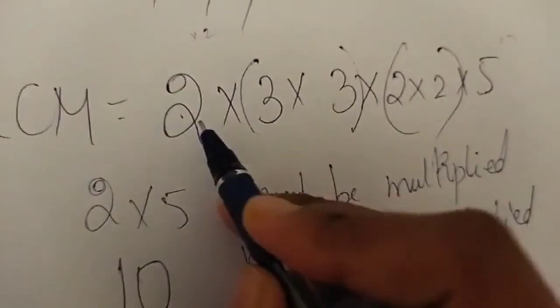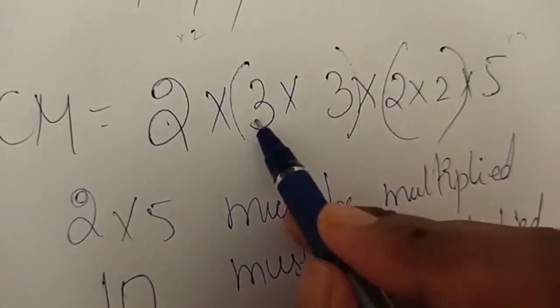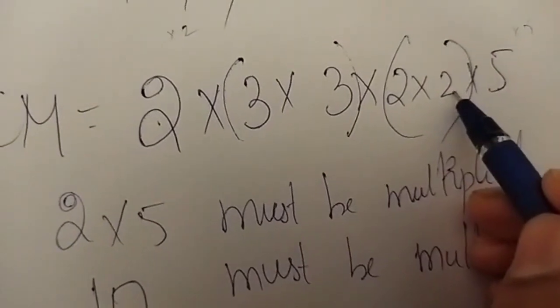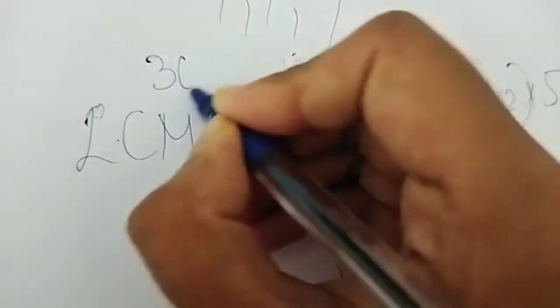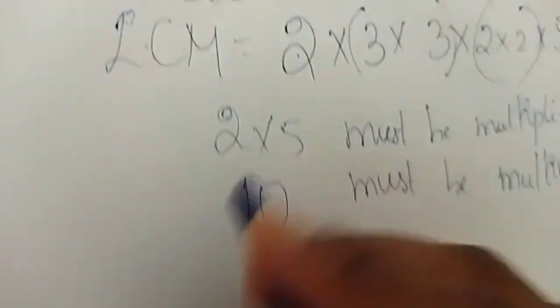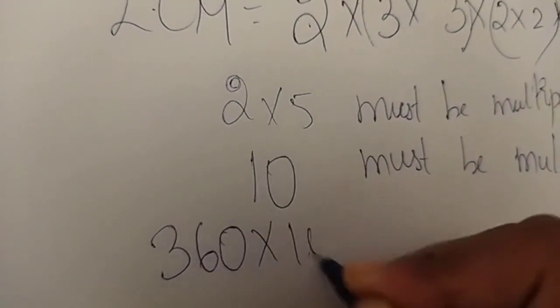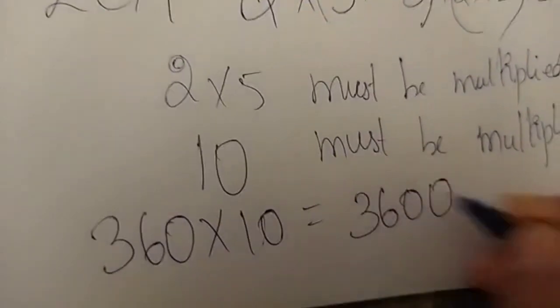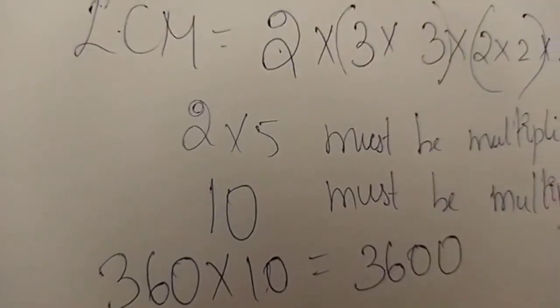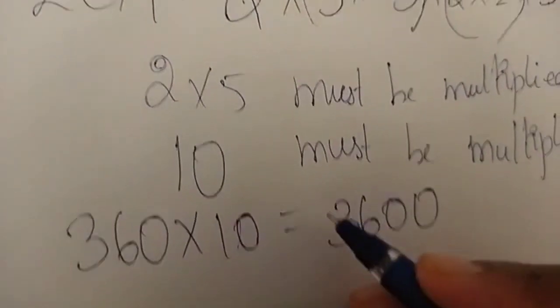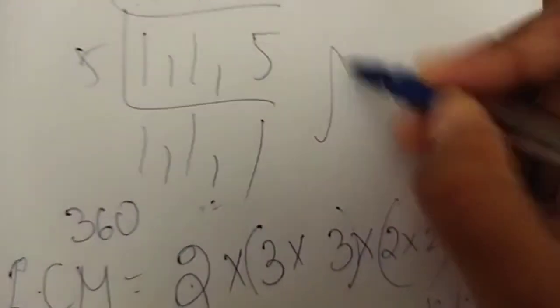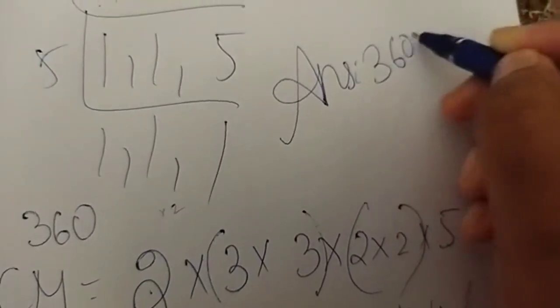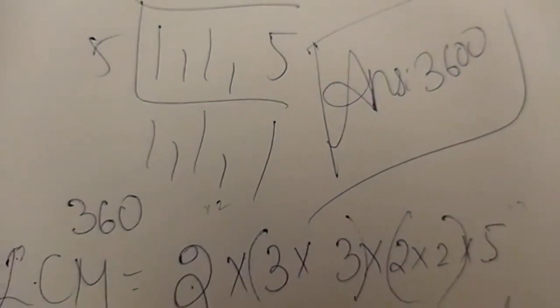So 10 must be multiplied. If you multiply, what do you get? 3 3s are 9. 9 4s are 36. 36 into 10 is 360. So already the LCM is 360. If you multiply 10 with 360, 360 into 10, you get 3600. So the smallest perfect square which is divisible by 8, 9, 10 is 3600. So answer is 3600. Let's go to next sum.